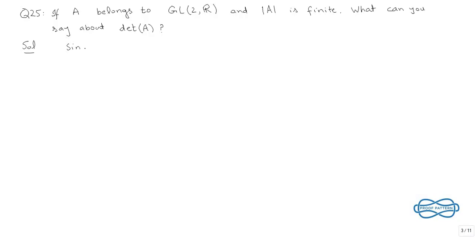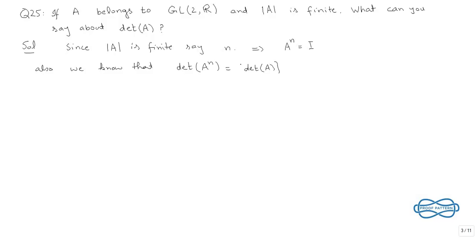Since the order of A is finite, say it is n, this means A to the power n is the identity matrix. Also, we know that the determinant of A to the power n is actually equal to the determinant of A whole to the power n.